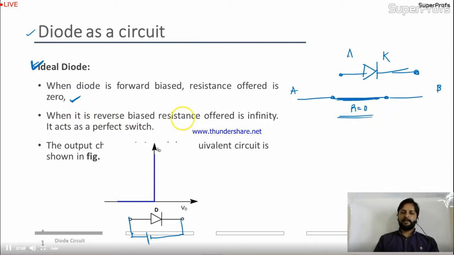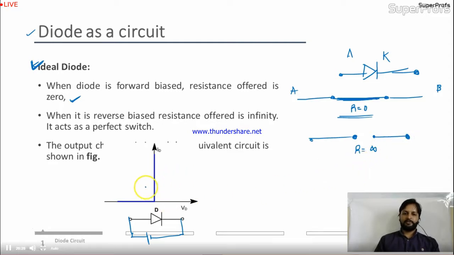When it is reverse biased, the resistance offered is infinite. It acts as a perfect switch. If you bias it in reverse biasing, the diode will act as an open circuit. Open circuit means R equal to infinity. Right? So this point is also clear to you.